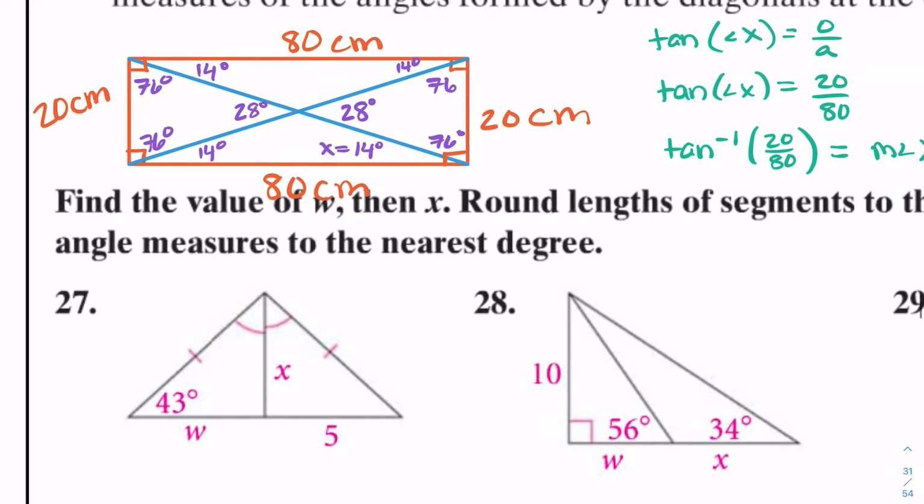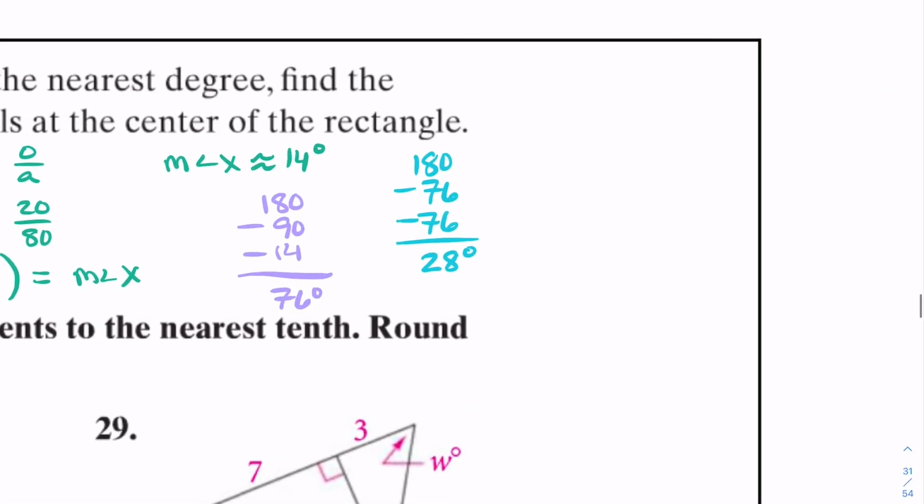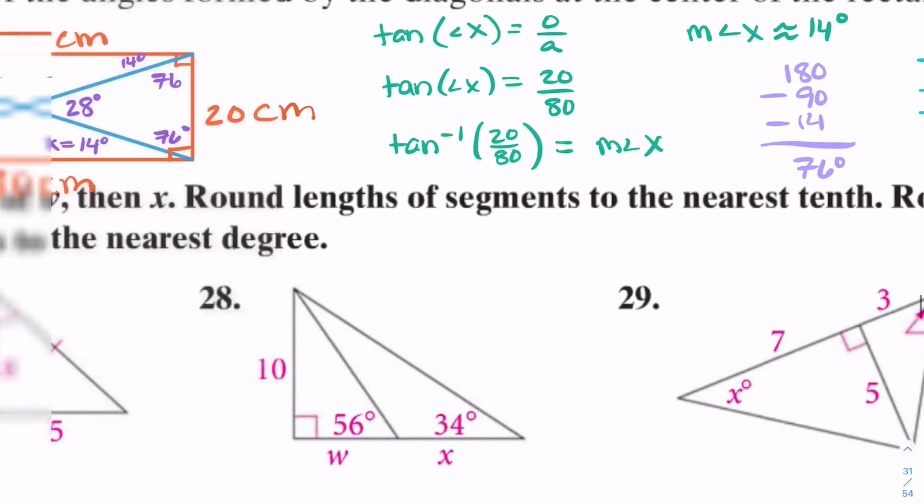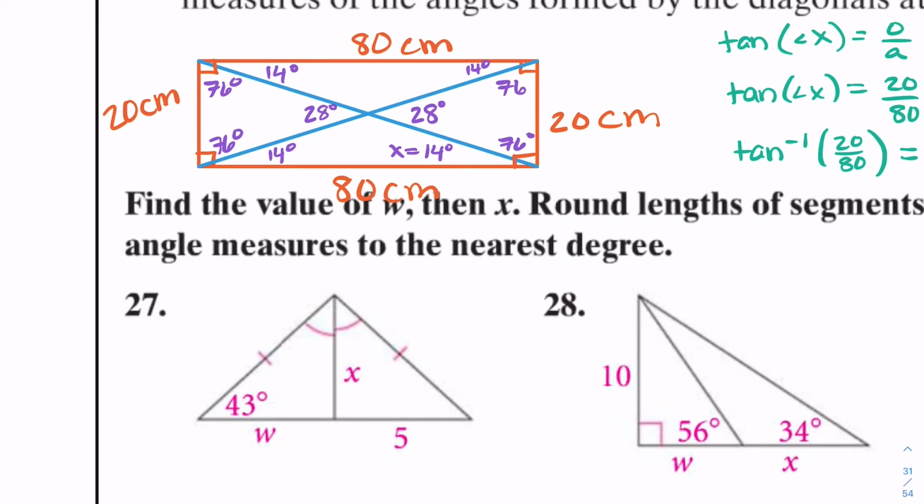And the other one will be 180, take away 14, take away 14. 180, 170, 160, 152 degrees. And so that will make that 152 and 152. And what you notice here is that 28 and 152 do add up to 180, which is exactly what you need if these are lines.